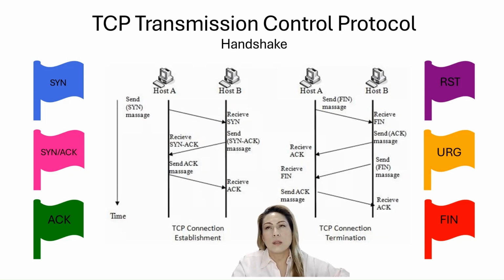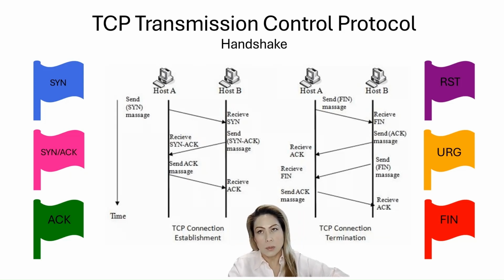TCP also includes a checksum in each of the packet headers, so that detects errors during the transmission. So the receiver compares it to the checksum in the packet header. Then if the checksum doesn't match, the TCP requests retransmission or drops the packet if it finds corruption or errors.